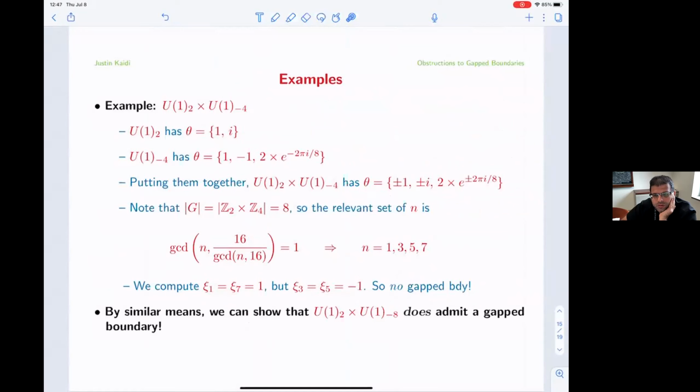But on the other hand, you could go ahead and do the same exercise for U1 level 2 times U1 level -8, and you'll find that this guy does admit a gapped boundary.